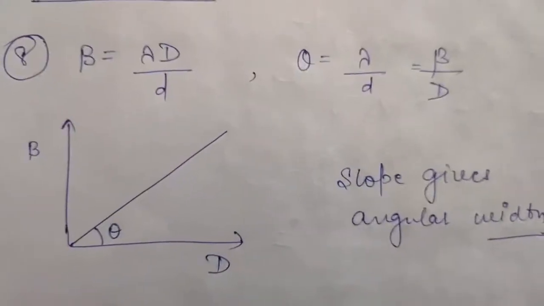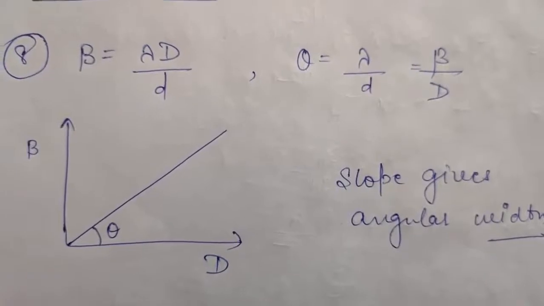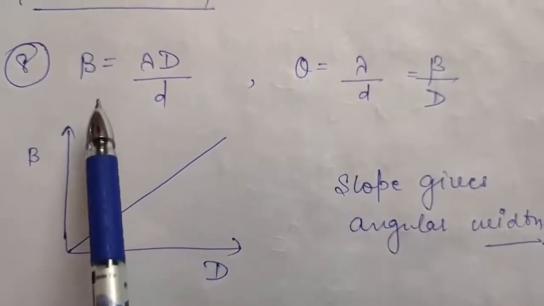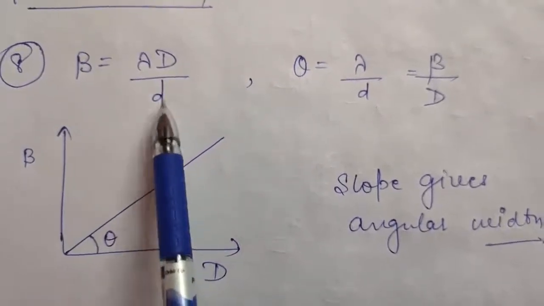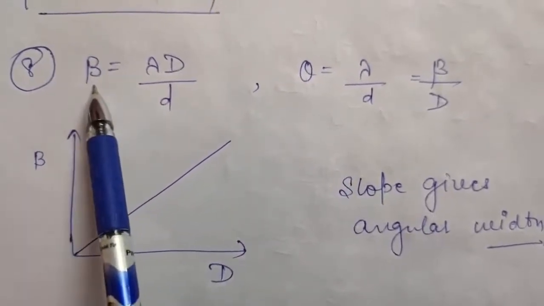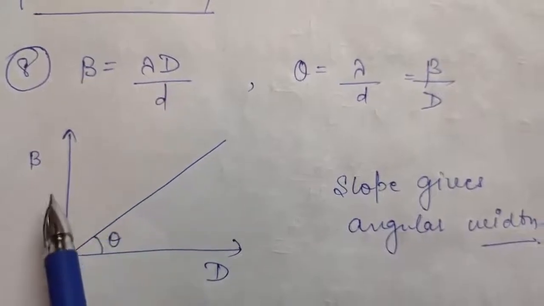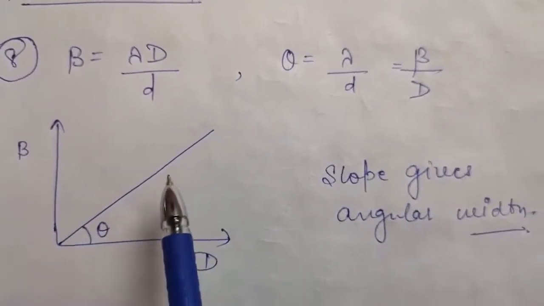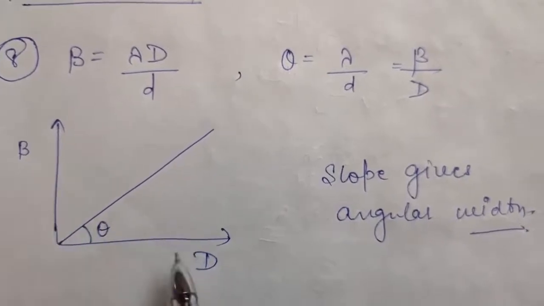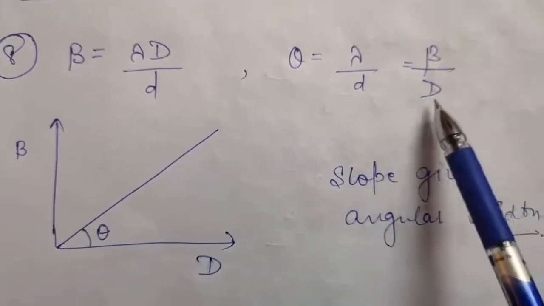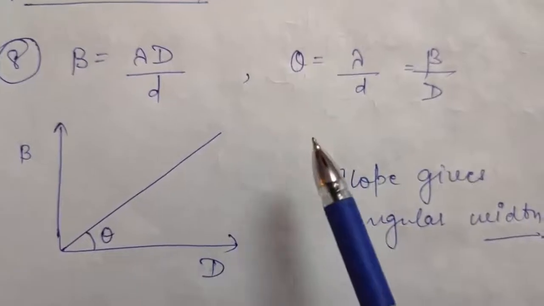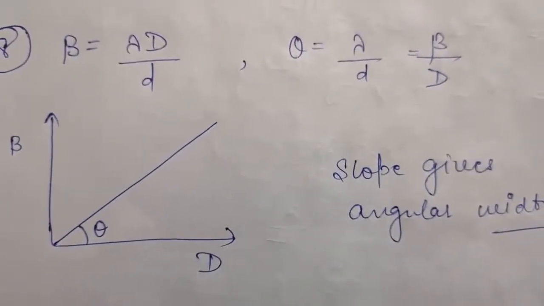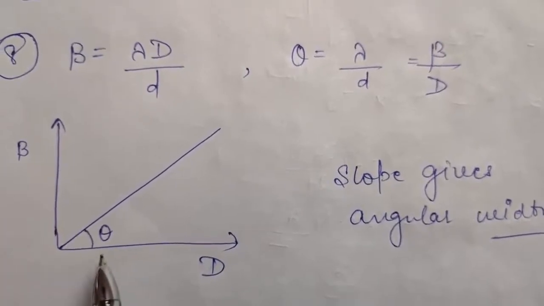In question number 8, you have to plot a graph between fringe width and the distance between the screen and slits. So as you know, beta is lambda D by d. From here, as you can clearly see, beta is directly proportional to D. So when you plot a graph between them, you will get a straight line. Now if you calculate the slope, you will be getting beta by D, and as you know, beta by D is nothing but theta, that is angular width. So we can say the slope of the fringe width and distance graph will be giving you the angular width.